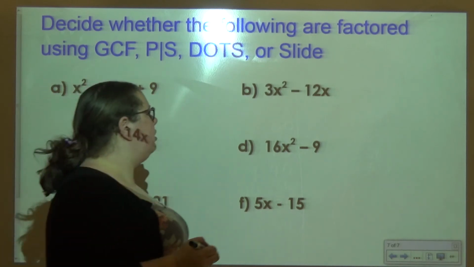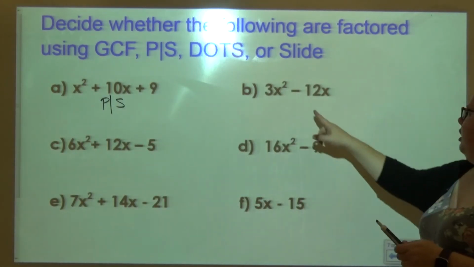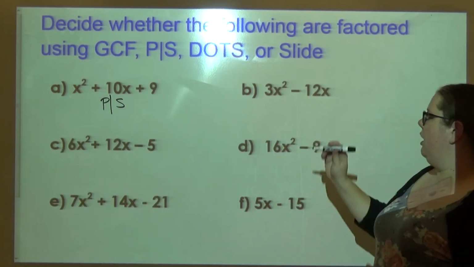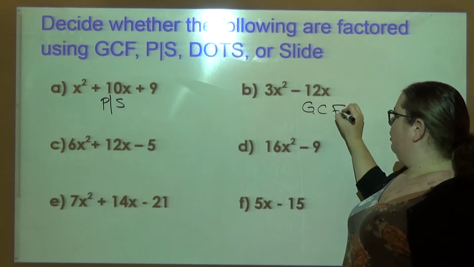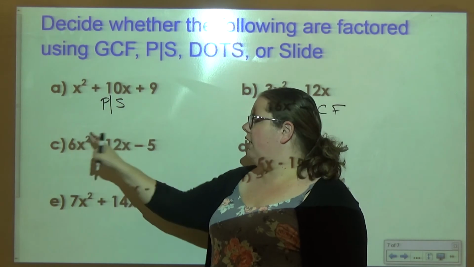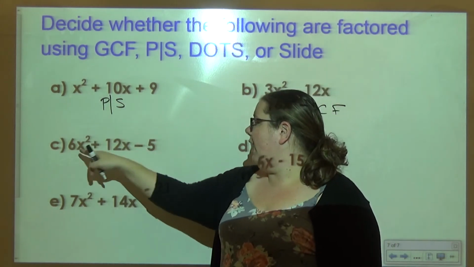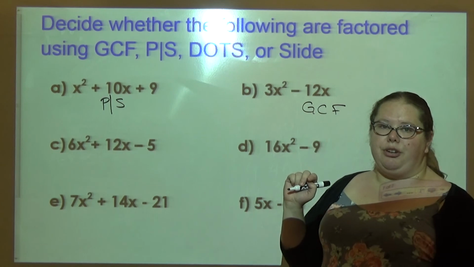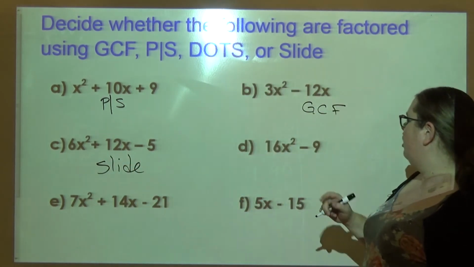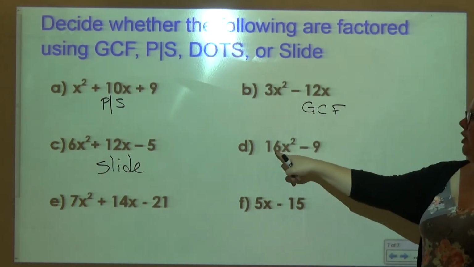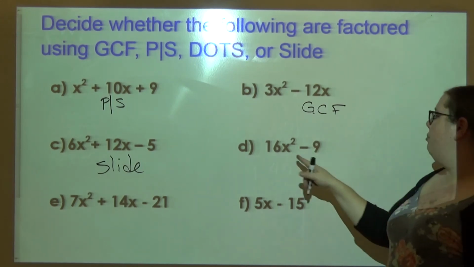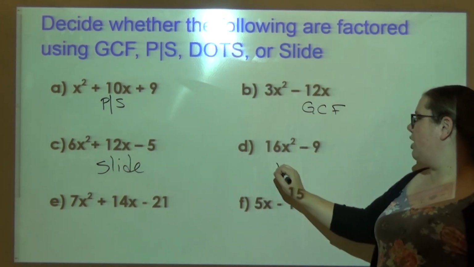Letter B. What do you notice here? It's subtraction, and they're not perfect squares. I see x's everywhere. That's a GCF. Letter C. It's a trinomial. Can I do a GCF? I can't. There's nothing. Since there's a number in front of x squared, that's my slide. Letter D. It's a binomial. Check for GCF. Nothing goes into either, but I have perfect squares and subtraction.